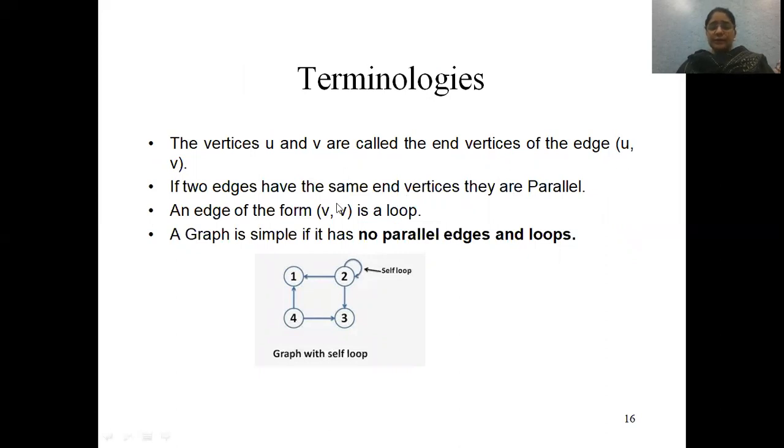If two edges have the same end vertices, then they are parallel. An edge of the form (v, v) is a loop. As this diagram shows, at node number 2 there is a self loop. That is the meaning of (v, v); it means (2, 2). That is considered a self loop. A graph is simple if it has no parallel edges and loops.